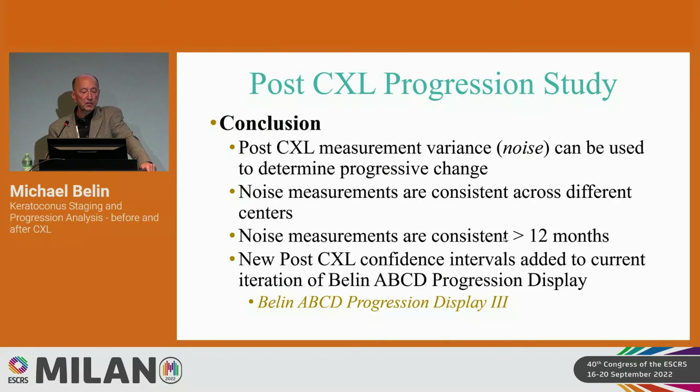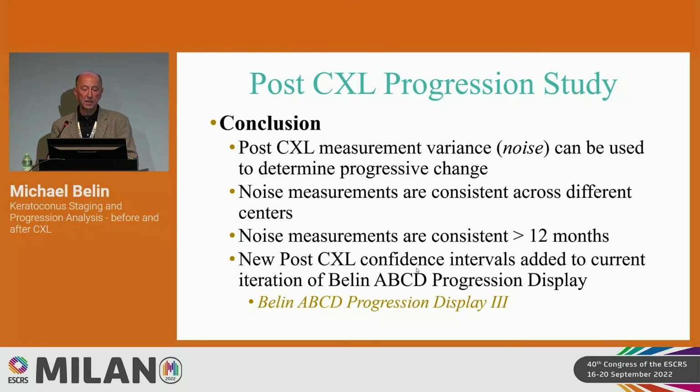So what have we shown? Well, the post-cross-linking measurements, variance, or noise can be used to determine progressive change after cross-linking. The noise measurements are consistent across different centers, actually just 2 centers, Zurich and Hamburg. The noise measurements seem very stable once you get past 12 months. And the new post-cross-linking confidence intervals have already been added to the most recent iteration of the ABCD progression display.